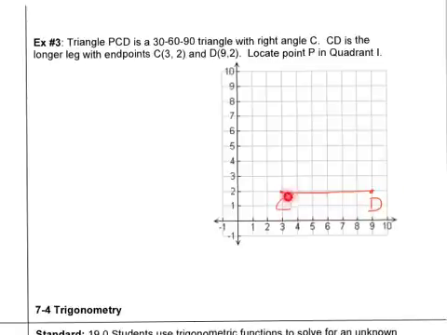CD is the longer leg. Okay, so this is the longer leg. So it's a little tricky, but it's not that bad. So we know that this has a distance of 6. And remember, we said the longer leg has to be equal to the shorter leg, we'll just call it S, times rad 3. And so that equals our longer leg, which we know is 6.